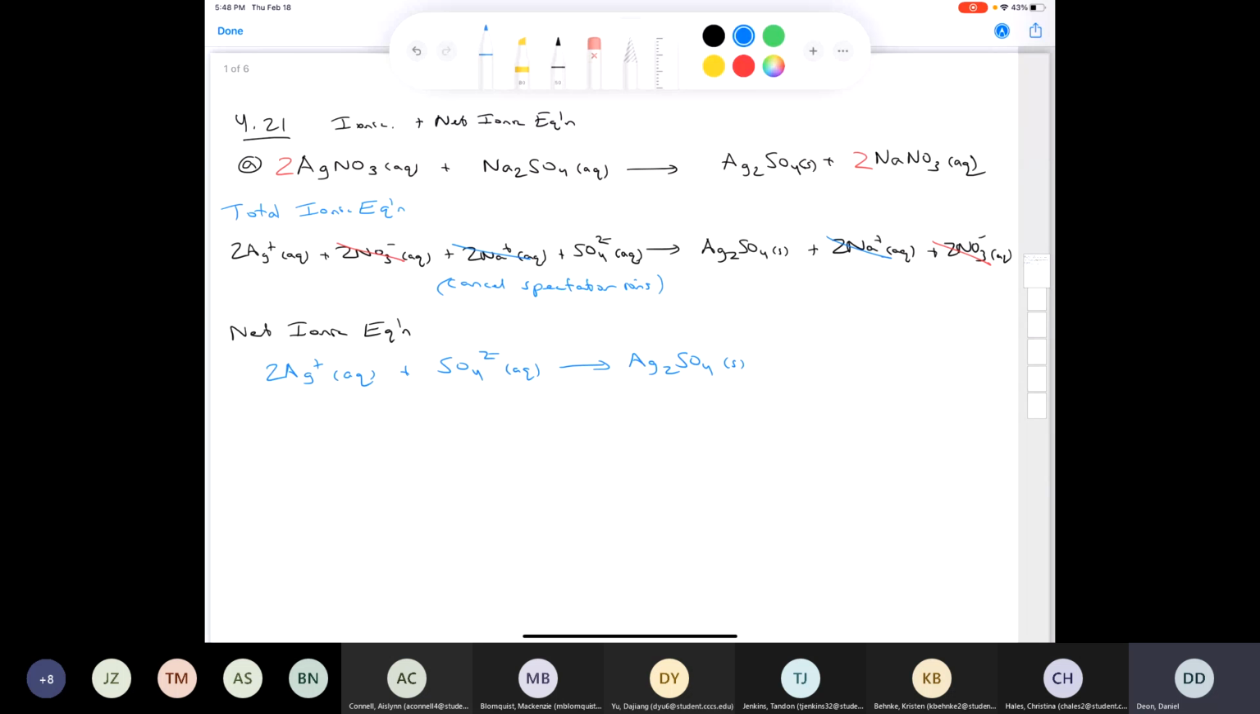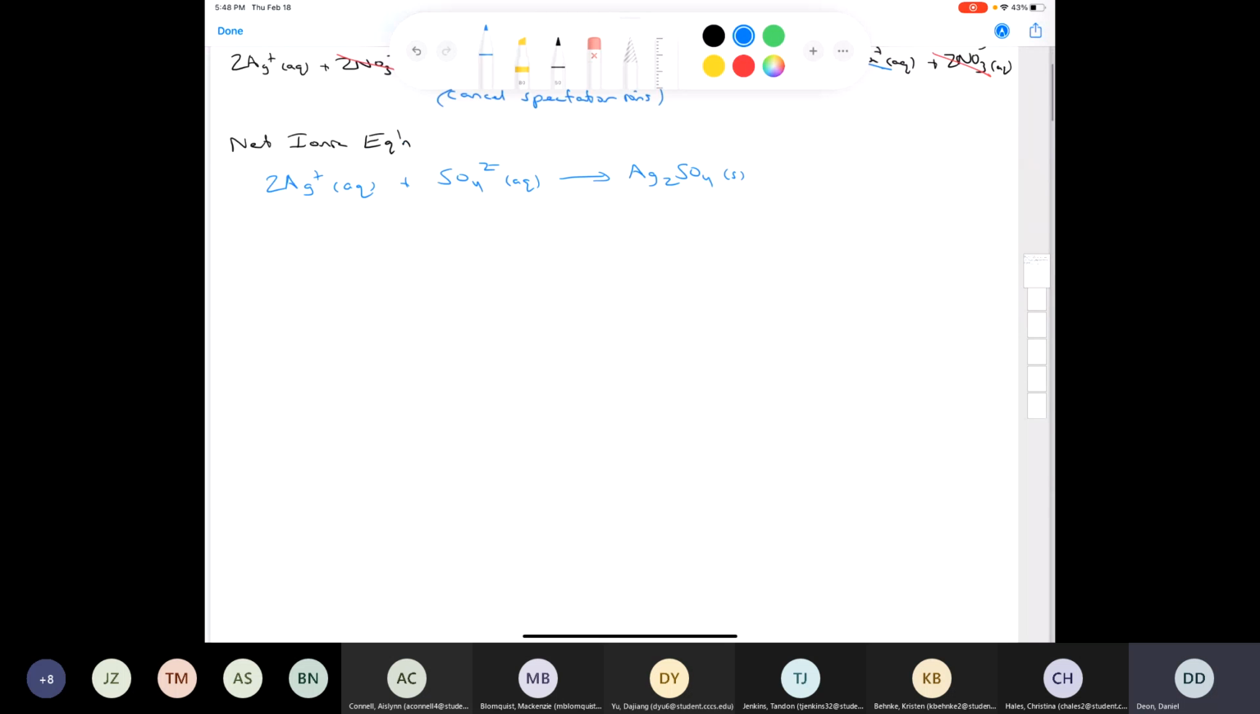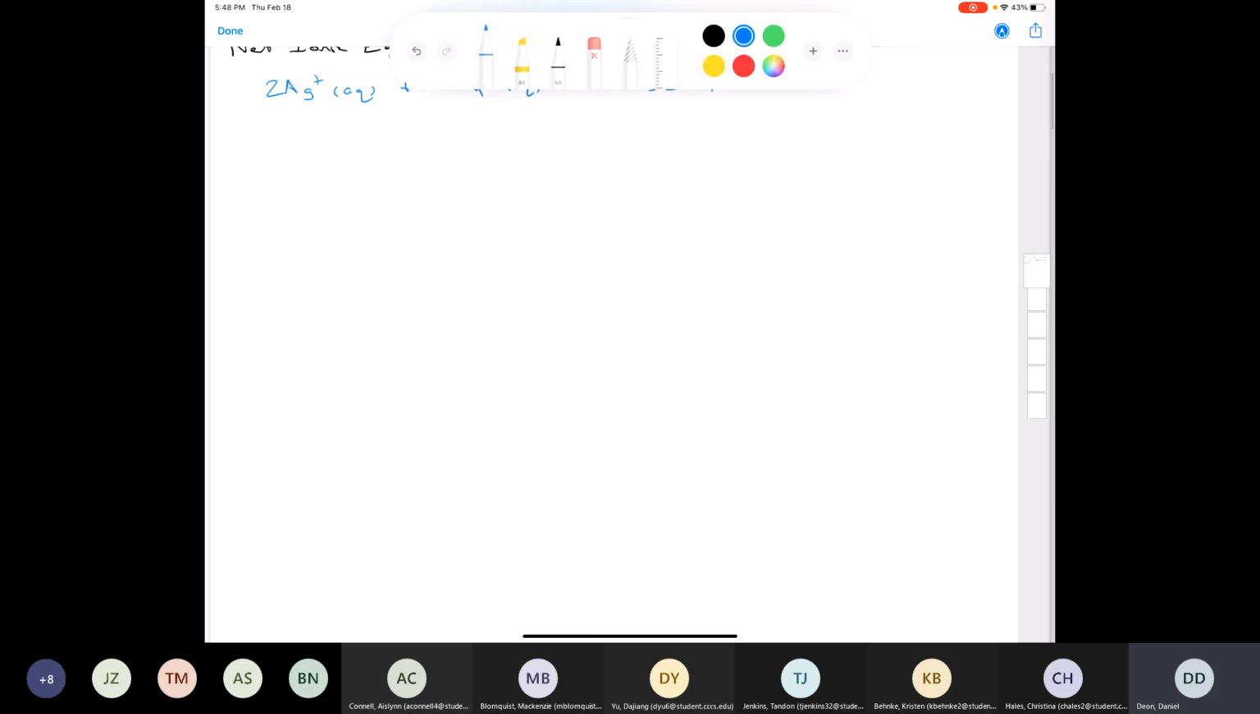Let's try one more. Let's try 4.21, let's try C. Okay, so let me write it down here. So this is 4.21 C. And again, if you have your textbook, it might be faster for you to follow along on that rather than waiting for me to scribble everything down.